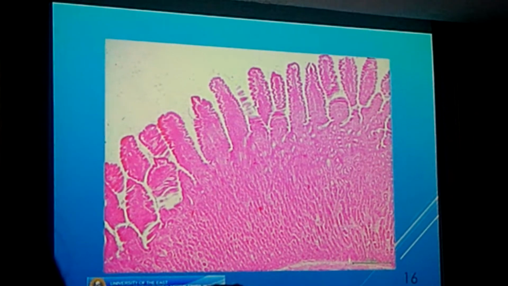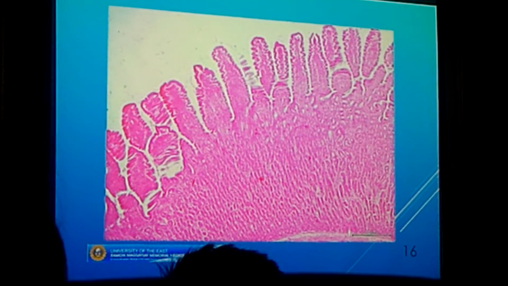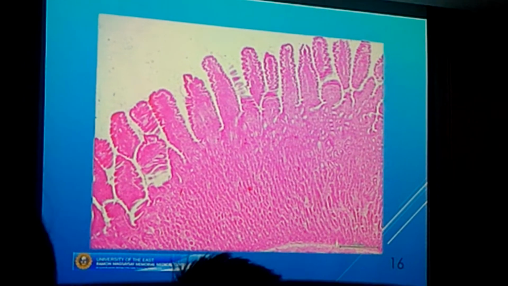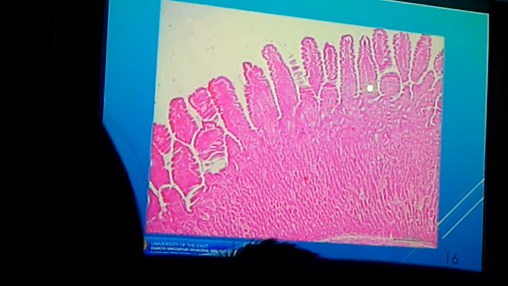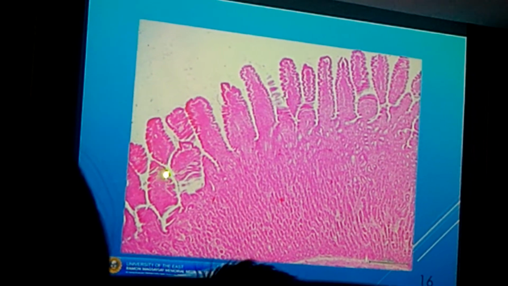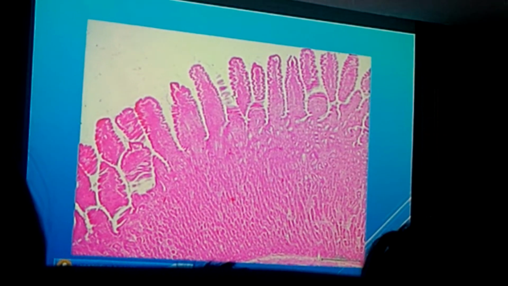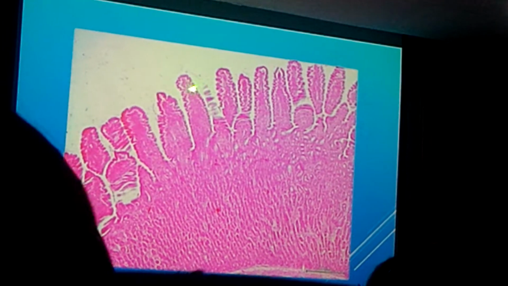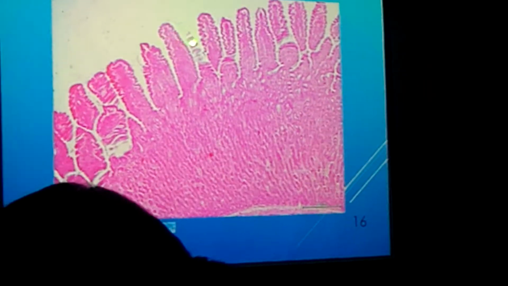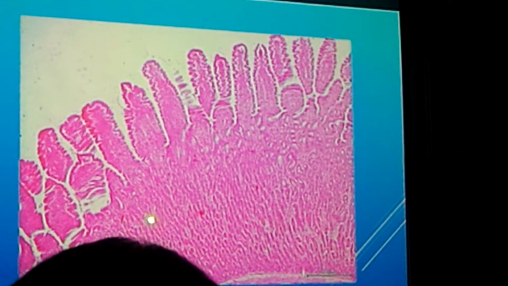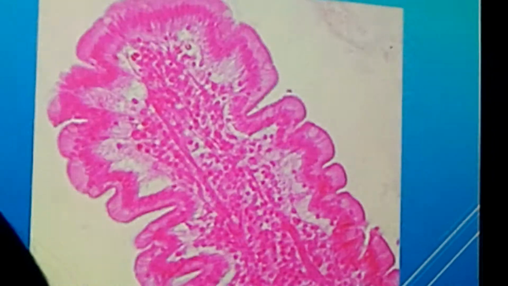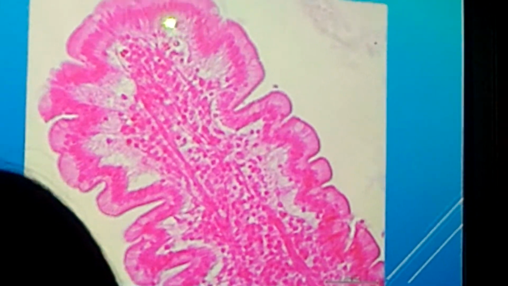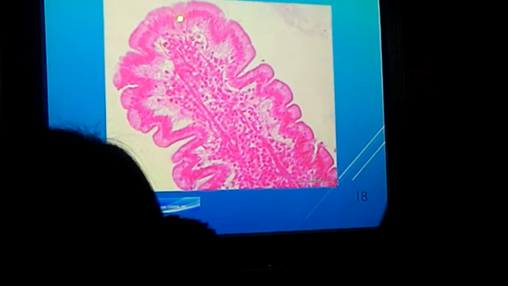Next, this comes from the small intestine. Alam niyo na ba kung nasaan ang microvilli? Is this the microvilli? Are you sure? Where is the microvilli? Yung nasa surface. Okay, so these are actually intestinal villi, one villus, of which you will have the epithelial lining, which is what? Simple columnar. Nakikita niyo ba yung microvilli?